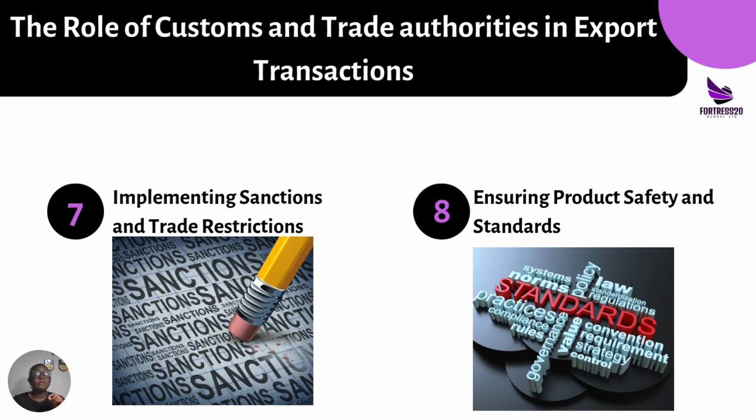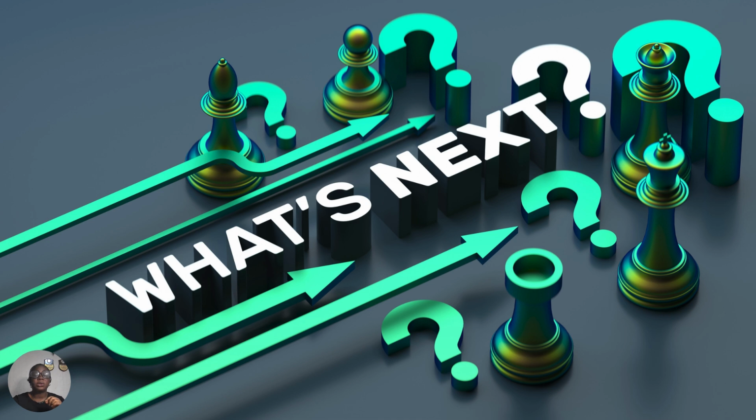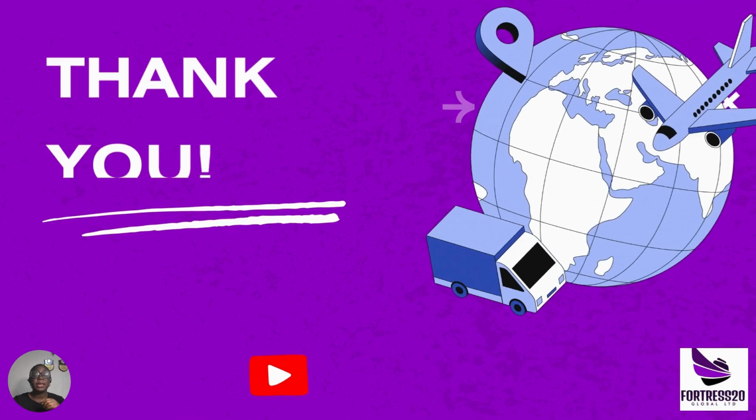Number seven, enforcing sanctions to maintain international peace and security. Number eight, ensuring product safety by verifying standards and certifications. Their role is critical to the smooth functioning of international trade and the protection of national interests. In the next video, which is part 3, we'll talk about supporting exporters, and this will cover creating an enabling environment and the challenges faced by exporters.